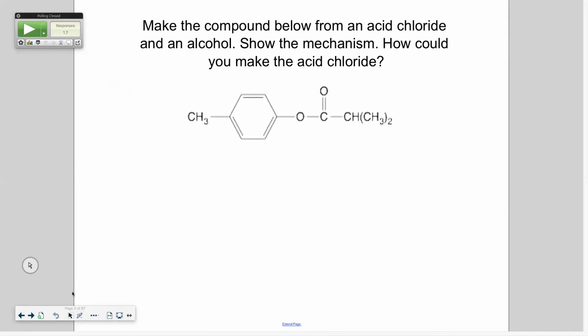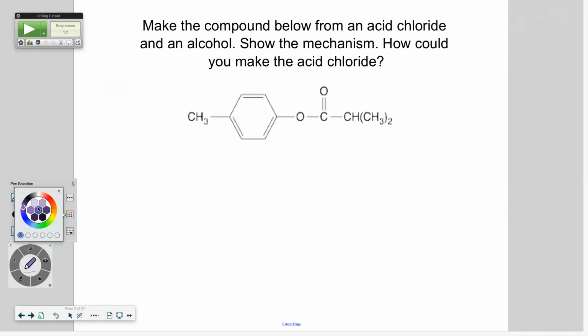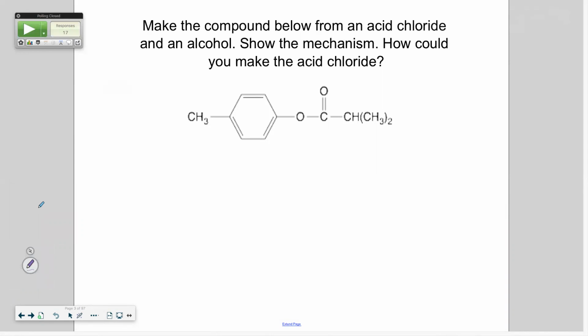After that, it's yes. All right, so I want you to make sure you got this. Make the compound below from an acid chloride and an alcohol. Show the mechanism. How could you make the acid chloride? What acid chloride would you use? Where did you break the molecule? Between the O and the carbon. Which one? Double. Here?